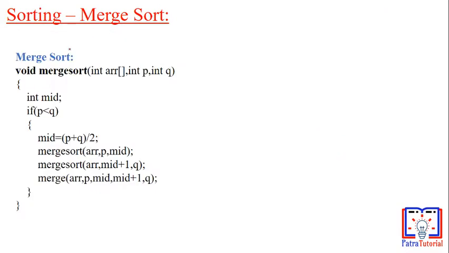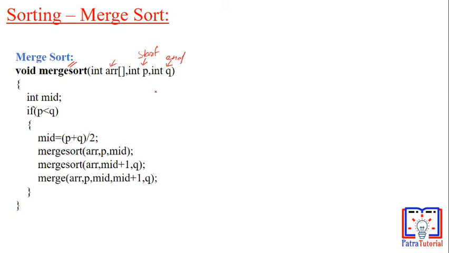First one is what? Merge sort. Okay, this function will divide the list into two sublists, remember. So what arguments will it take? It will take one array, it will take the starting index of the array, and the end index of the array. This is the start index of the array, P, and the end index of the array is Q.